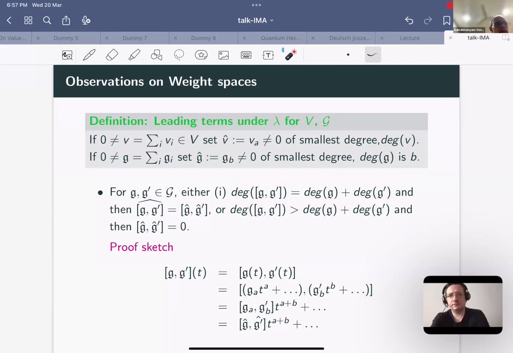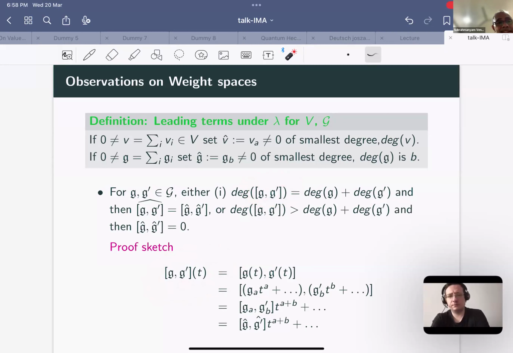If the degree of the bracket is the sum of the individual degrees, then the leading term of this bracket you can get by taking the leading term of g, taking the leading term of g prime, and taking their bracket. Note that g hat and g prime hat are also in my Lie algebra, therefore their bracket makes sense. But on the other hand, if the degree of the bracket is more than the degrees of g and g prime summed up, then one can show that the bracket of the leading terms is actually 0. And this is a straightforward calculation. Because if I look at this expression, the degree of this I obtain actually is g comma g prime.